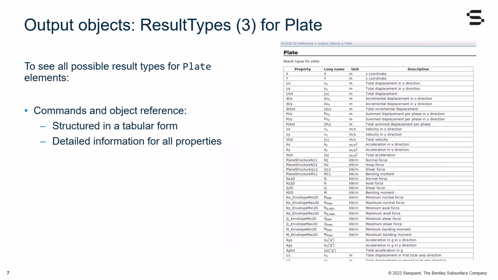For structural objects, the idea is the same. For instance, the resulttypes.plate allows to see all possible result types for plate elements. Remember that the command and objects reference is structured in a tabular form, and you can find detailed information for all the properties available. You can see an example of the plate output properties on the right side of the slide.